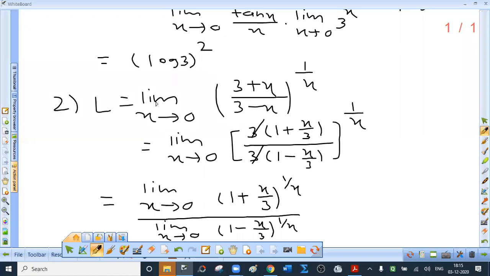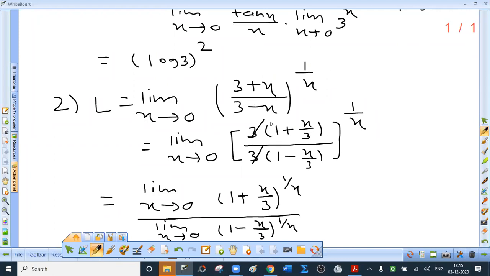Second, let L be the limit, limit x tends to 0, (3 plus x upon 3 minus x) raised to 1 upon x. See, in the standard limit, it is 1 plus something. So within the bracket, remember, within the bracket, take 3 common from numerator and denominator. Cancel that. Actually, I have omitted one step, in fact 2 steps. Basically, laws of indices: (A upon B) raised to M is A raised to M upon B raised to M. What is the limit of a quotient? Limit of numerator upon limit of denominator.